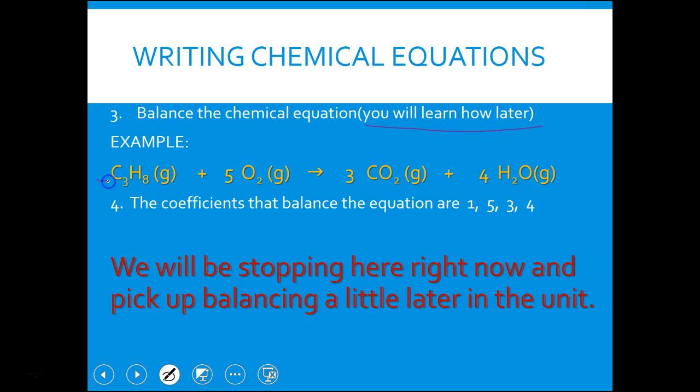You notice coefficients 1, 5, 3, 4. Those are the things that we have to multiply each of those things by to make sure that all the carbons are the same on both sides, all the hydrogens are the same on both sides, and all the oxygens are the same. That doesn't mean carbon, hydrogen, and oxygen have to be the same as each other. That means carbon is the same on both sides. Hydrogen is the same on both sides. So remember, we are going to be picking this up later, so I don't want you to panic about this. This is just the introduction of vocabulary.